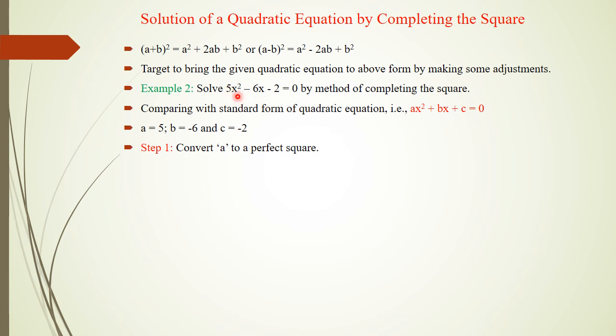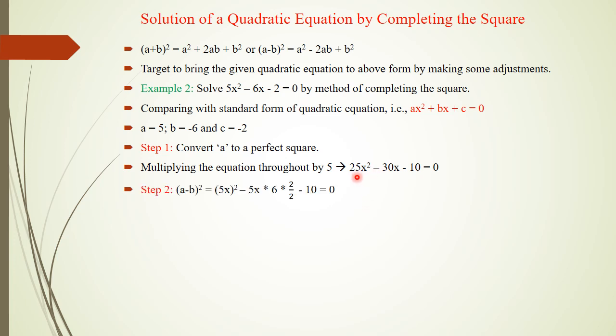So when I multiply this equation throughout by 5, I'll get the coefficient of x square as a perfect square, that is nothing but 25x square. Then when I multiply that 5 with 6, 5 into minus 6 is minus 30, and 5 into 2 is 10 here. Now that I have a perfect square here, I will represent this as a minus b whole square, that is 5x whole square.